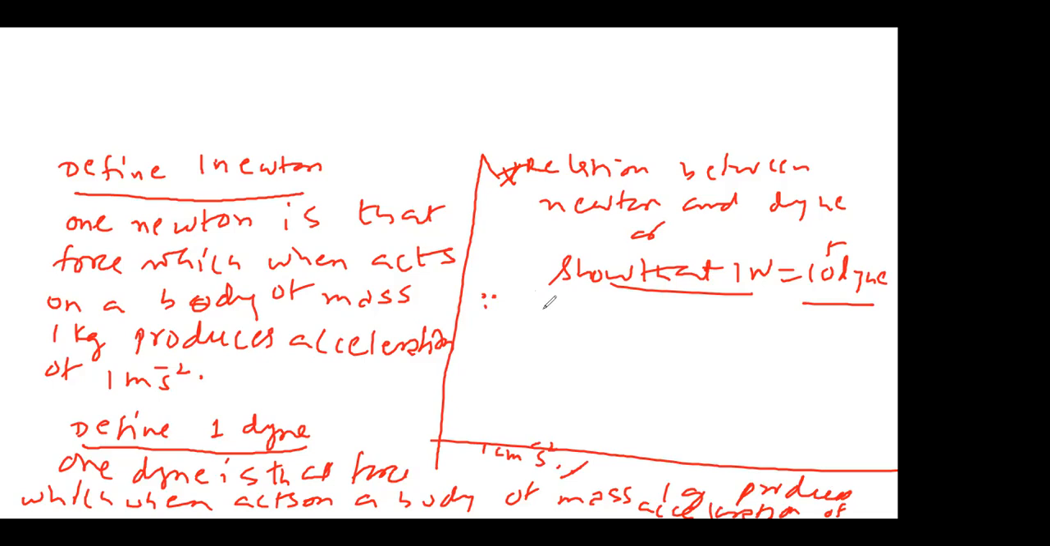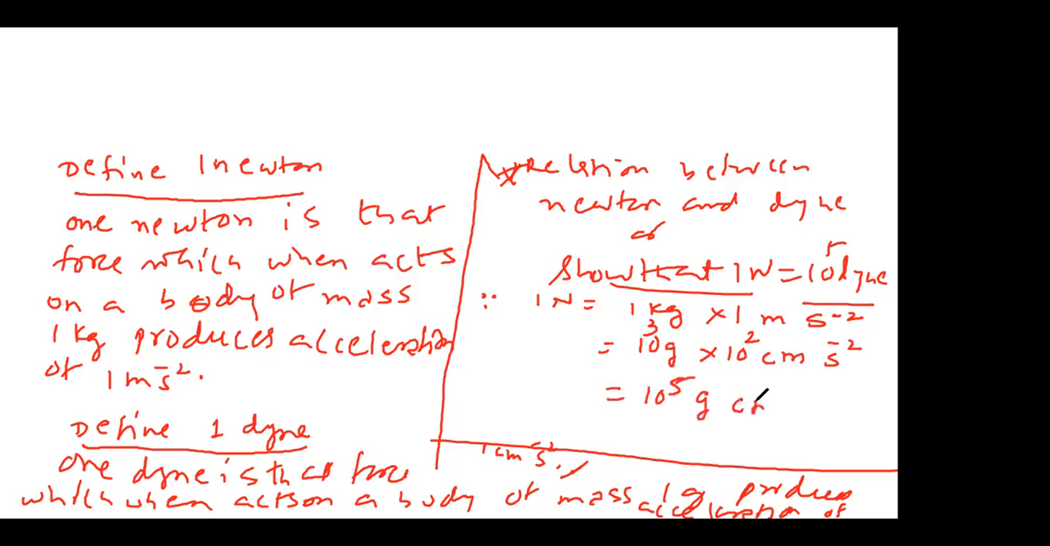Since 1 Newton means 1 kg into 1 meter per second square, 1 kg is 1000 gram and 1 meter is 100 centimeter. Second is second. So I will get 10 raised to 5 gram centimeter second raised to minus 2. This entire quantity is nothing but dyne. So 1 Newton equals 10 raised to 5 dyne.